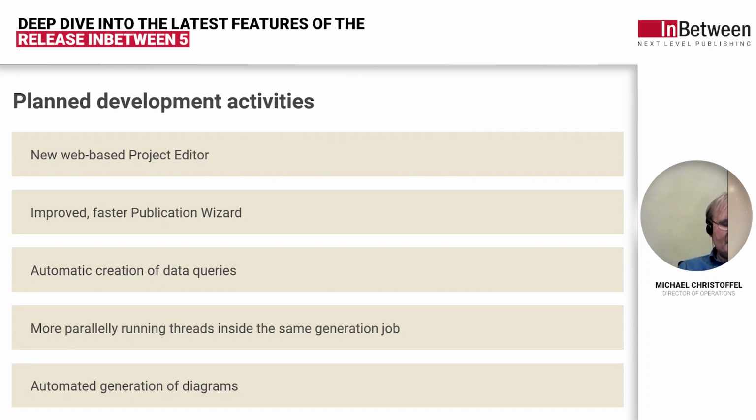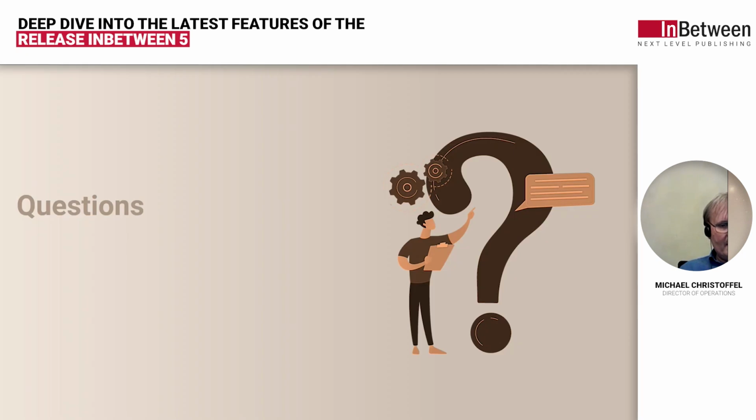And there's one change we are also working on at the same time: the automated generation of diagrams. This means we can create not only tables, but also a graphical representation of a table of some values, created directly by InBetween. Okay, that's what I wanted to show you today.